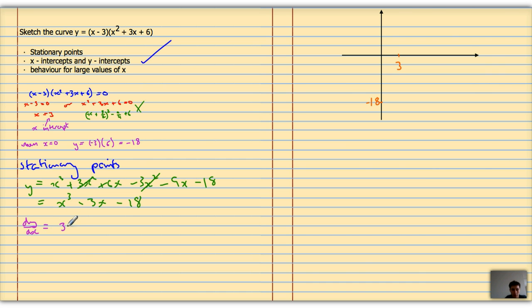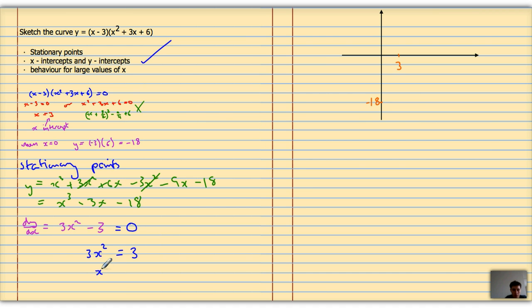That's going to be 3x squared minus 3. Lovely. So, what does that mean? Well, we want that equal to 0 because we're finding out when the gradient is 0. So this is for stationary points. So on that equals 0, we can say that 3x squared equals 3.